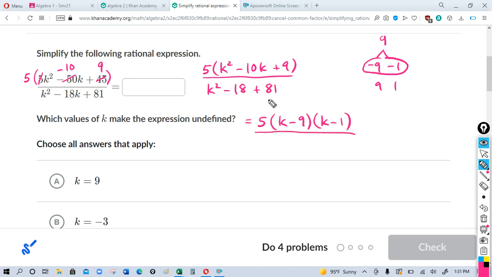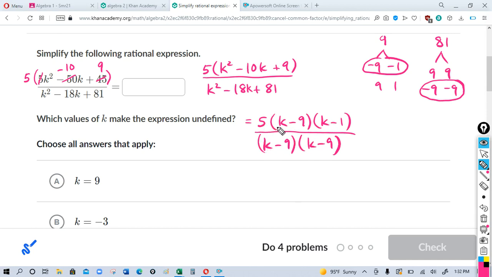Now in the denominator, factors of 81. 9 times 9, negative 9 times negative 9. And I forgot the k right here. Do we have two numbers that add to negative 18? Yes, right here, negative 9 and negative 9. So I'm going to rewrite the denominator with the negative 9s. So we have k minus 9 and k minus 9. Okay, so these are all multiplied on the top and on the bottom.